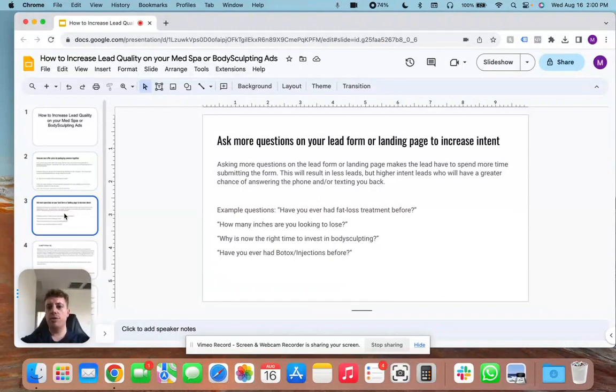The next thing you can do to increase the intent of your leads is asking more questions on your lead form. Most people that put together a lead form or a landing page, the only thing most of the time they ask for is just their name and their email and their phone number, which is great. I mean, you want to offer the path of least resistance, right, to get the most leads.